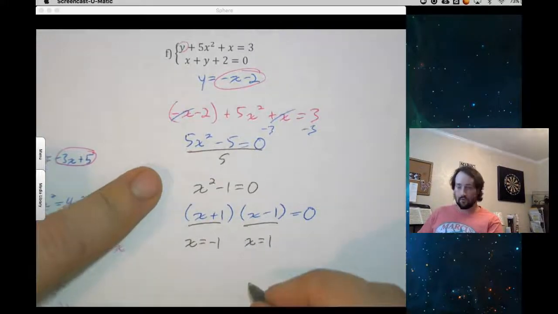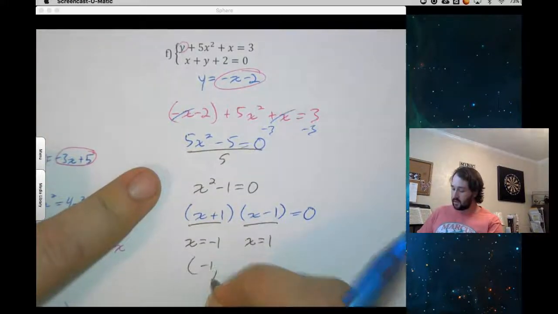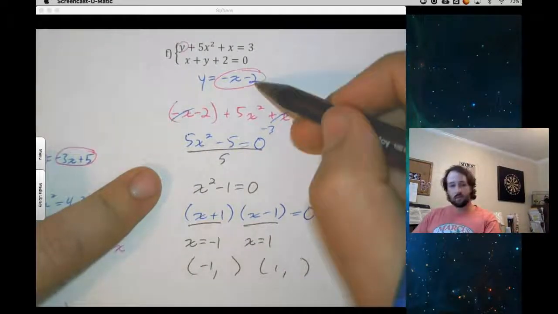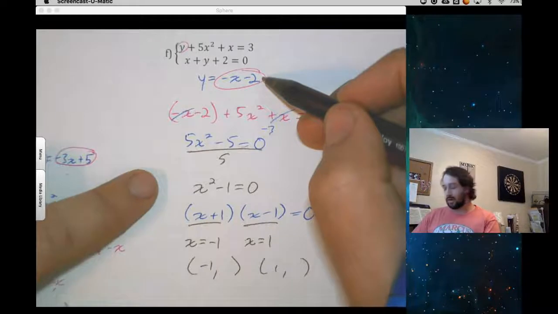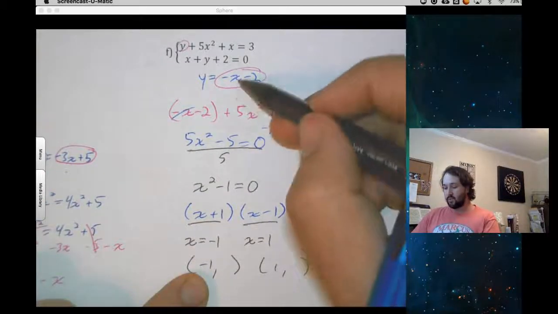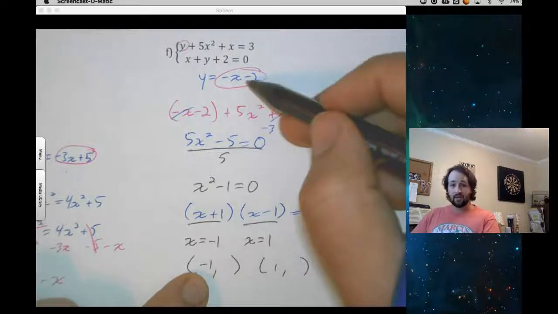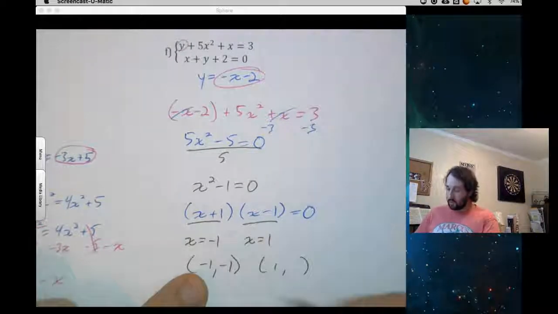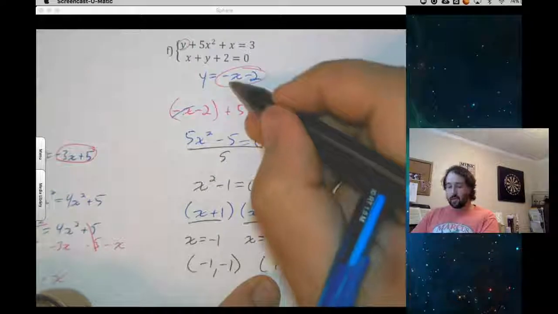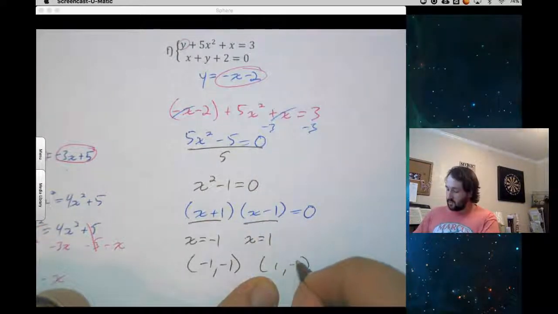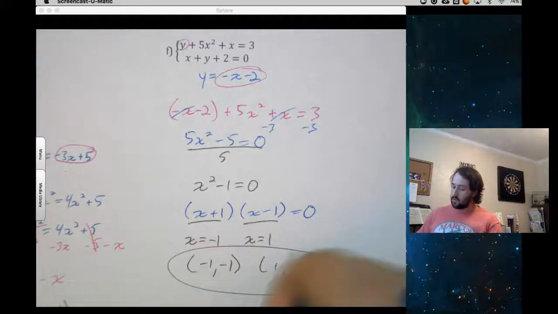To figure out the y values, remember just take the x value and substitute it into one of your functions. I would substitute it into this one right here where we have it solved for y. If I put in negative 1, negative and negative 1 is just positive 1, minus 2 is negative 1. If I put in 1, negative 1 minus 2 would be negative 3. And there is our solution.